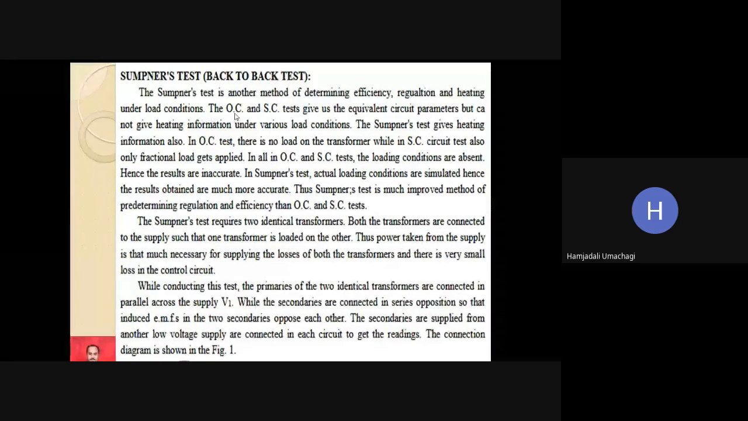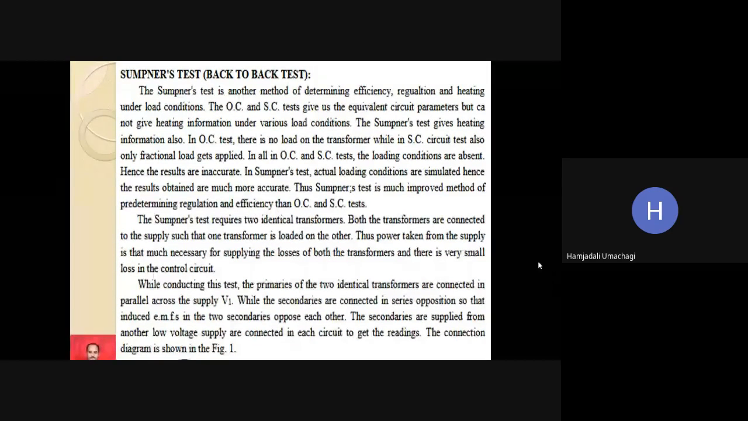The OC and SC tests give us the equivalent circuit parameters, but cannot give heating information under various loading conditions. Already we have seen that the OC and SC tests give us equivalent circuit parameters like R0, X0, I0, Ic, Im, R1e, X1e, Z1e, but they cannot give heating information. Heating information means rise in temperature.